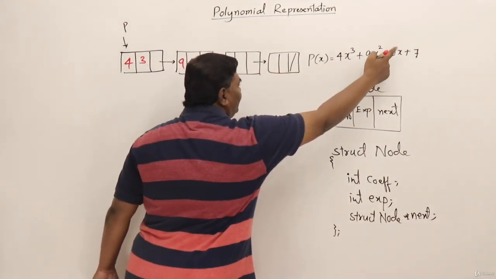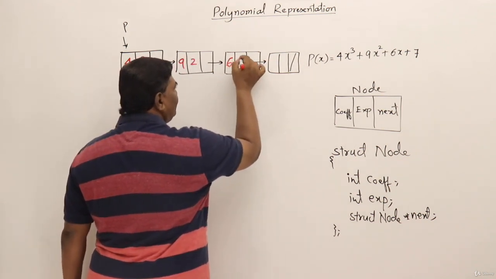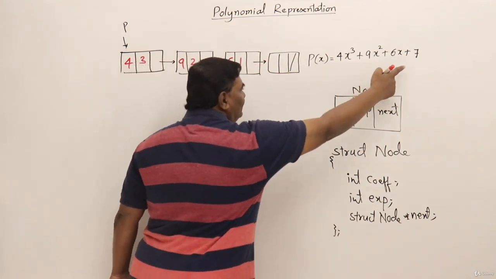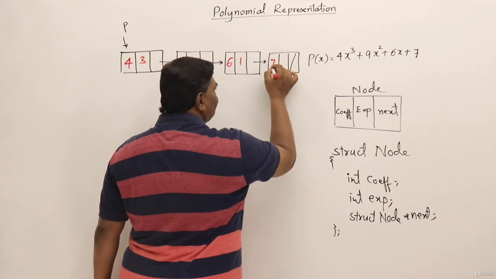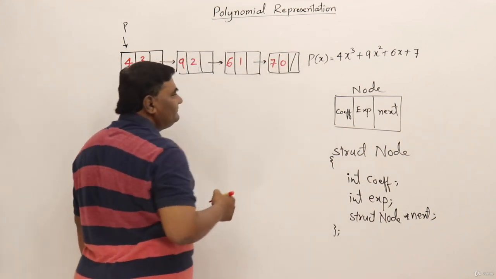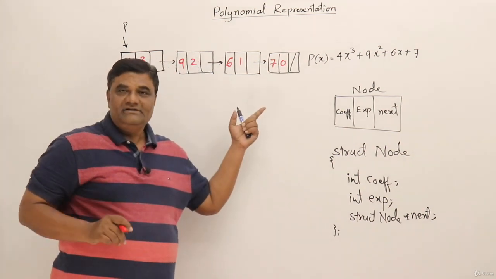and this is 6 and power is 1. So 6 and exponent is 1. That is 7 and exponent is 0. This is how it can be represented.